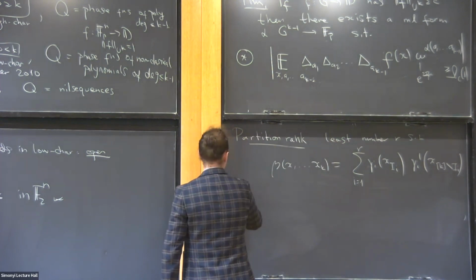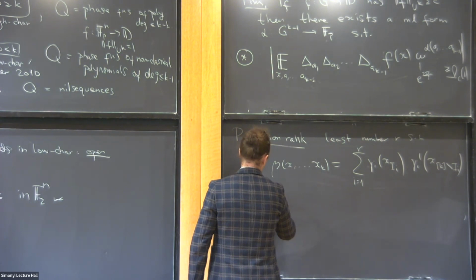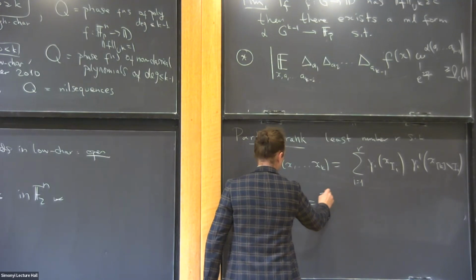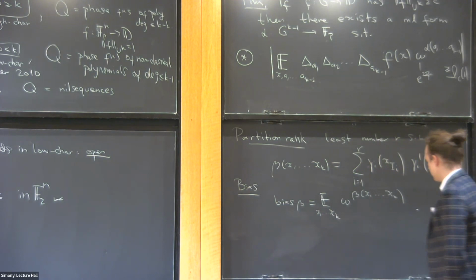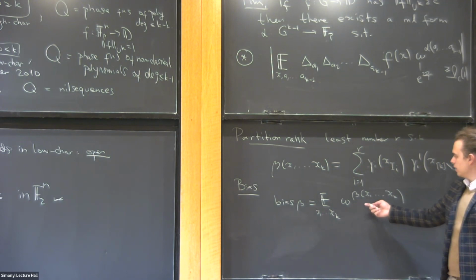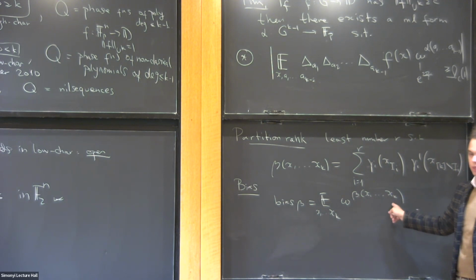And an analytic version of that, the easiest one, would be bias, which is just defined to be the expectation of the phase function of beta. Like what occurred in the past couple of days, this measure actually tells you how much the distribution of values of beta is far from being uniform. So it basically counts how many more zeros you have than other values.